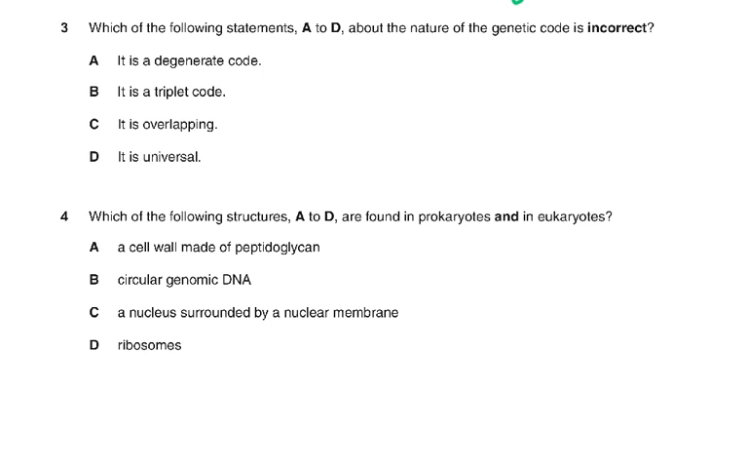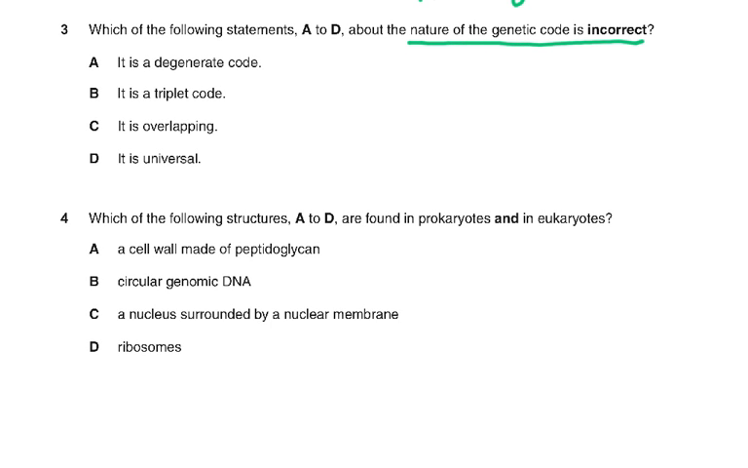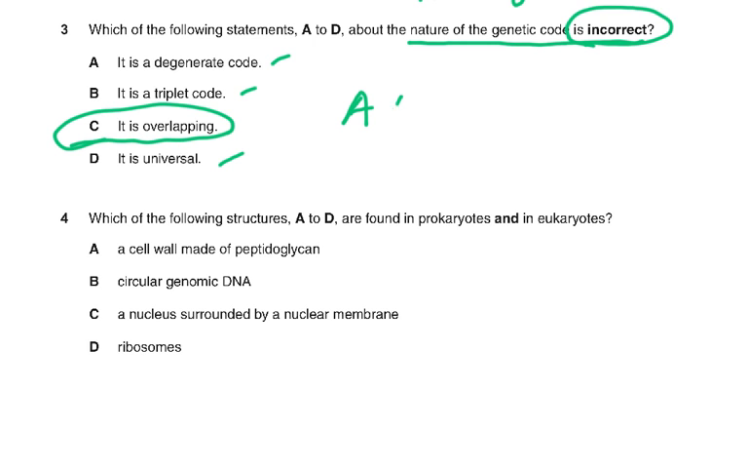So question number 3, which of the following statements A to D about the nature of the genetic code is incorrect? Now we didn't read this, is incorrect. If you do this in the exam, this is not going to be the correct way to handle this paper. Now we know that it is a degenerate code, it's a triplet code, it is universal. But what is incorrect is that it is overlapping. Overlapping means that if AAT codes for one amino acid, then CCG codes for another amino acid, but there is no overlap. This cannot happen. And I want you to go through this paragraph which I have underlined, and I want you to understand this, because if there is a question on that in the exam, you must be able to do that.